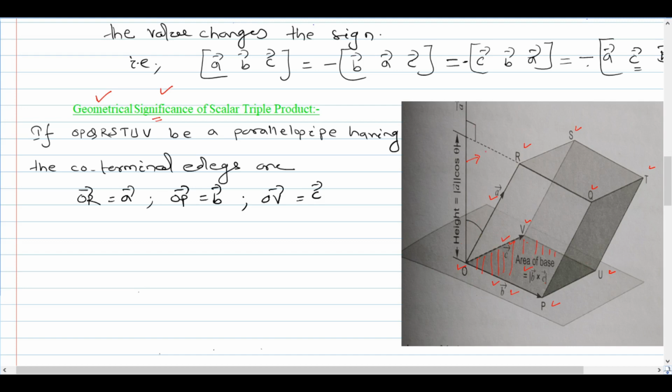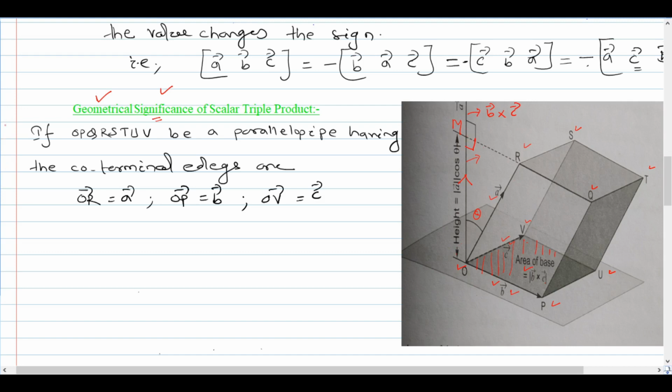So this is the height of the parallelepiped, perpendicular to the base OPUV. This vector is B vector cross C vector. So B cross C is perpendicular to the plane OPUV containing B vector and C vector. We know the area of the base is the magnitude of B cross C. Suppose this angle is theta, that is the angle between the height and the OR vector. Then if we draw a perpendicular RM to the height, this is a right angle triangle.